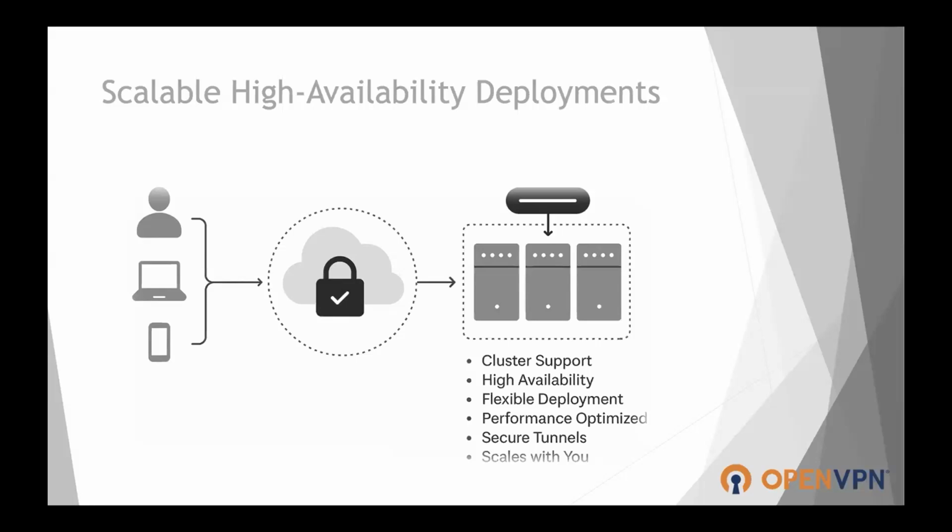And we recommend to use DNS round robin. So that's a DNS record being shown up there to load balance the VPN connections among all the access server nodes.